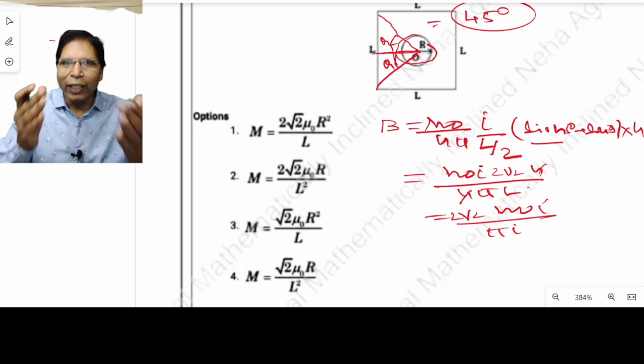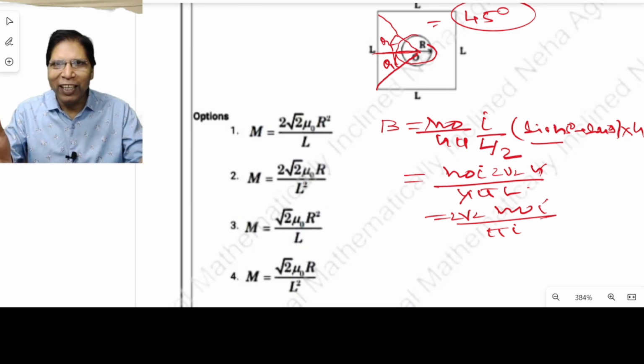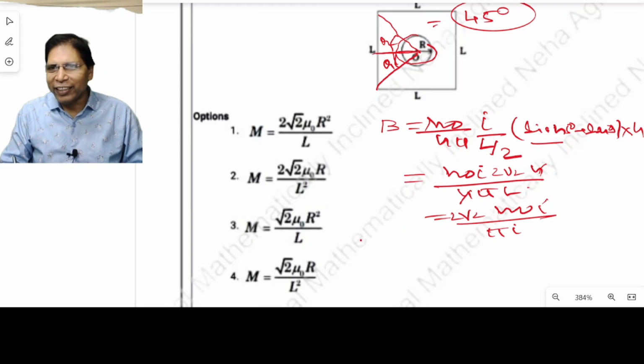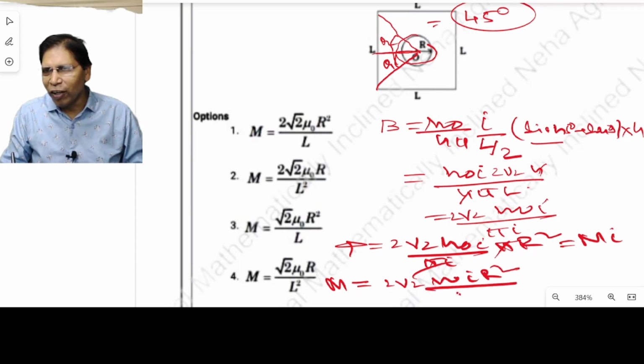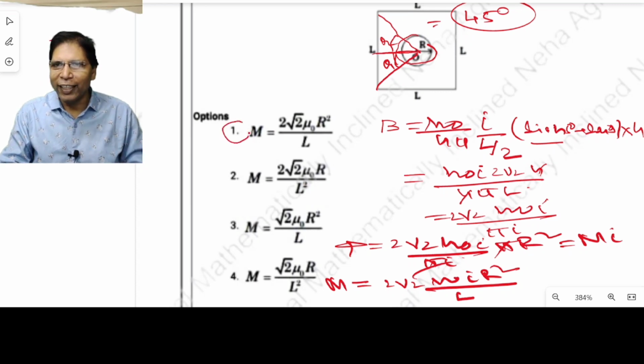What is the flux linked with the circular coil? Magnetic field into its area. So φ equals the magnetic field 2√2 μ0 I / πL into πr². Now this and this cancel out. This equals mutual inductance times I, and I cancels out. So M becomes 2√2 μ0 r² divided by L. This is option 1, which is correct.